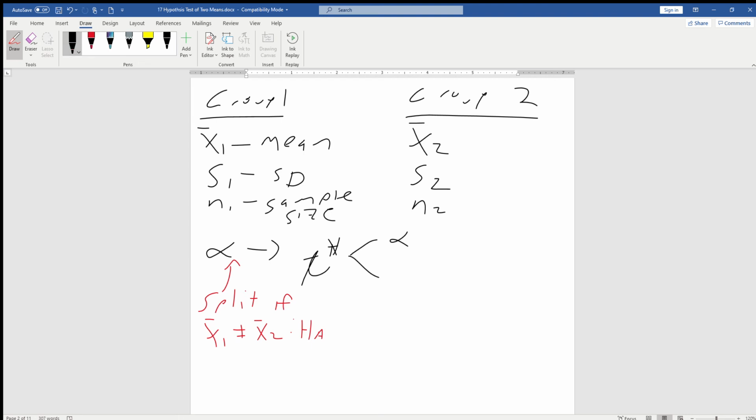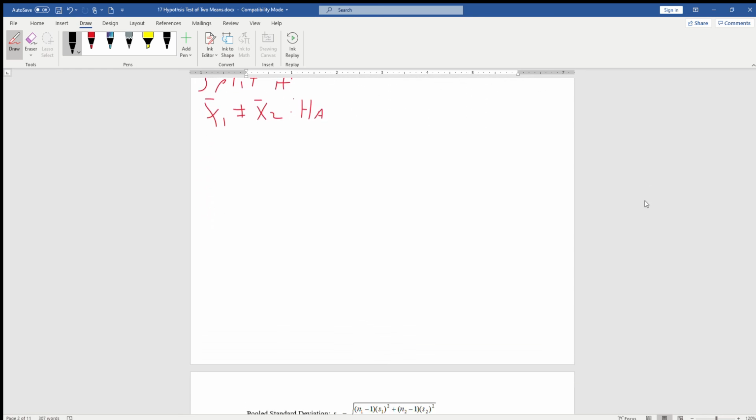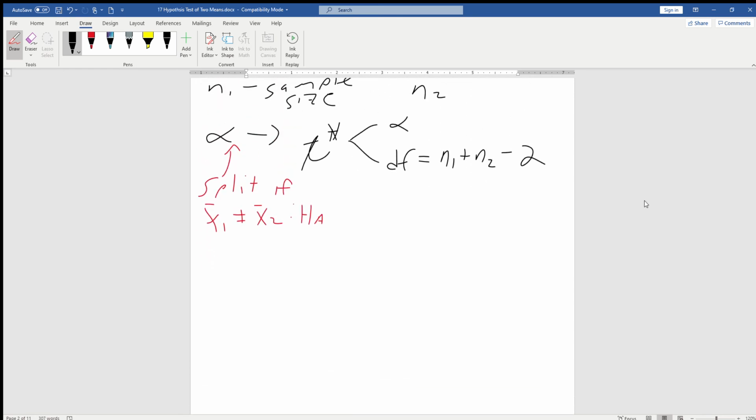And t critical is going to be contingent upon the alpha level, or alpha over 2, and then the degrees of freedom are going to be n1 plus n2 minus 2. So that's going to be our equation to be able to find t critical. Next thing we're going to do is set up the distribution. The distribution is going to be the same as what we've seen before.